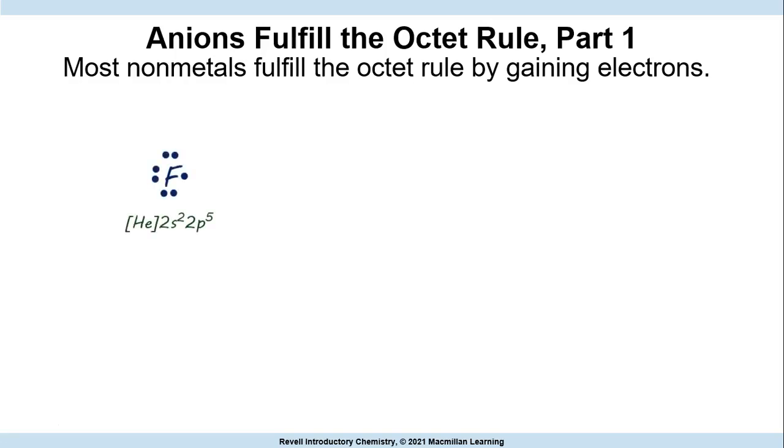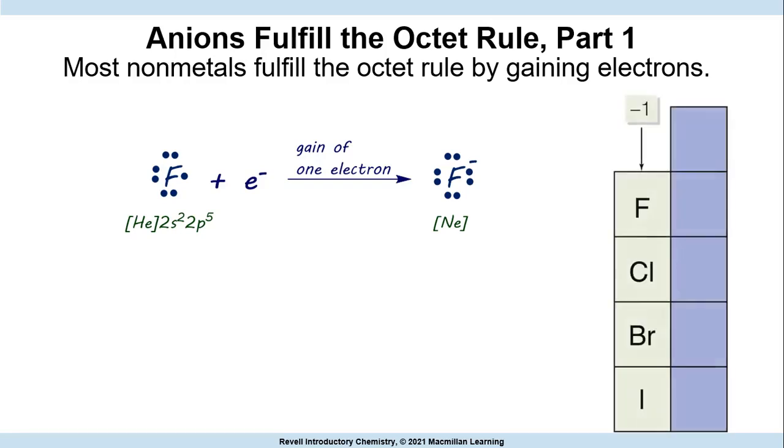Okay, now let's look at, for example, fluorine. If we draw the Lewis symbol for fluorine, fluorine is found in group 7, so it will have 7 valence electrons. If you write the electronic configuration, this is what you will see. Now, it gains 1 electron, and when it gains that electron, it forms a fluoride. So in this case, it has gained 1 electron and it is called a fluoride.